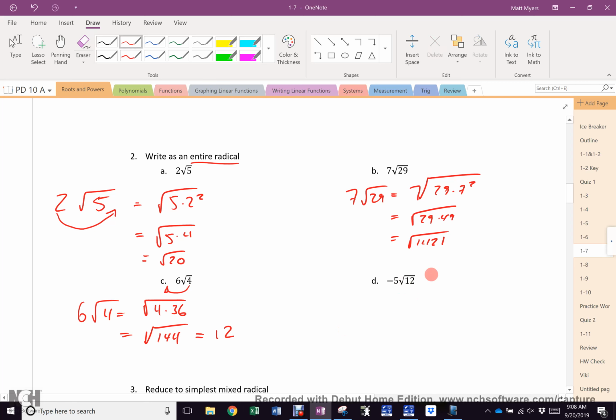Because, well, I shouldn't have said that. If you had this, it would technically be 12 times negative 5 squared, which would get me the root of 300, right? Okay. Here is why that is an issue.